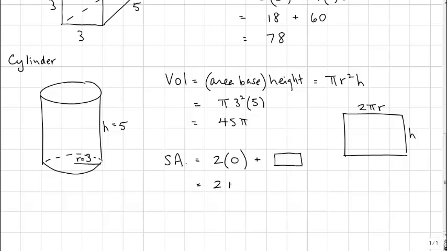We have 2 times pi r squared, r is 3 in this case, and then we have that one lateral surface, the one rectangle, so it's 2 times pi times the radius 3 times the height 5. And so again, leaving this as a multiple of pi, we have 2 times 9, which is 18 pi, and then we have 2 times 3 times 5, which is 30 pi, and add them up and you get 48 pi. And that really is the best way to leave that surface area.